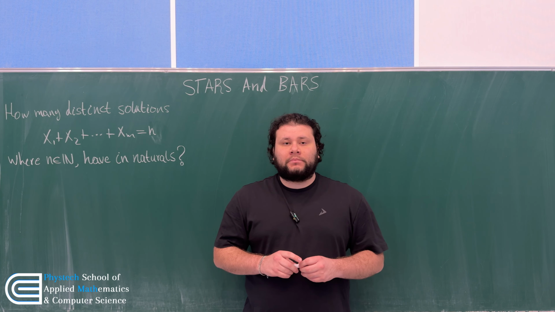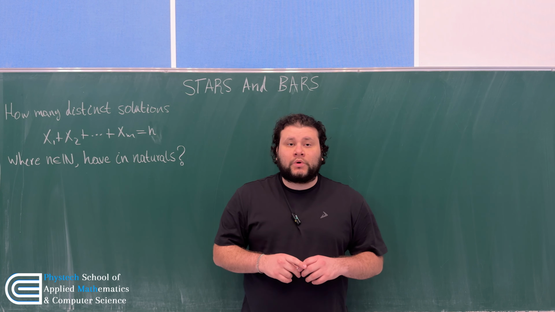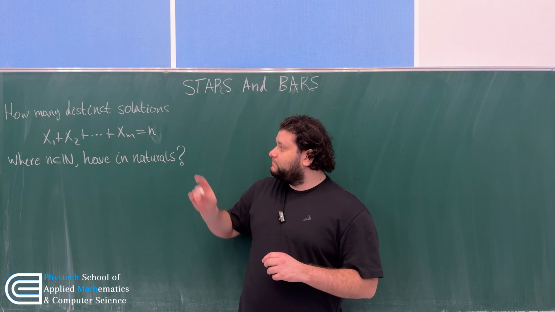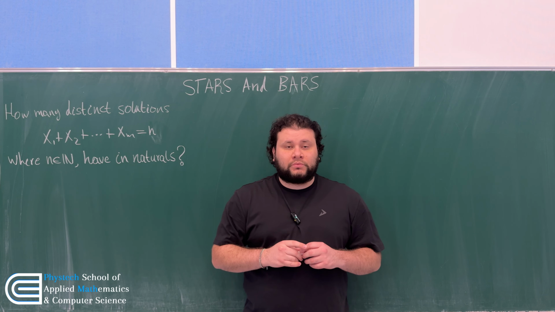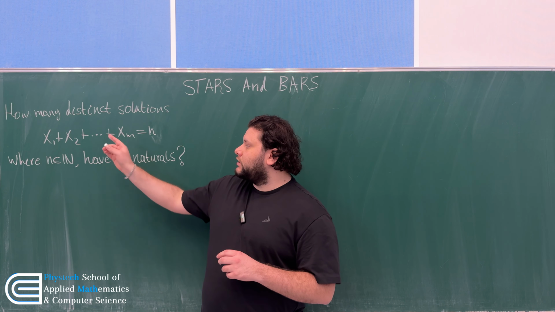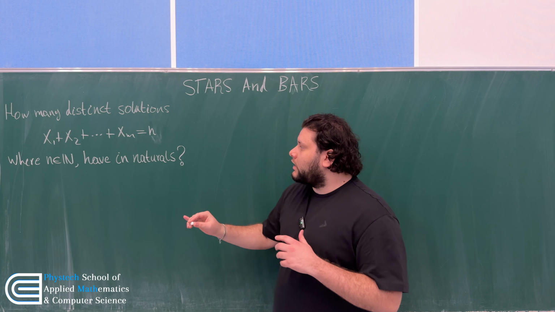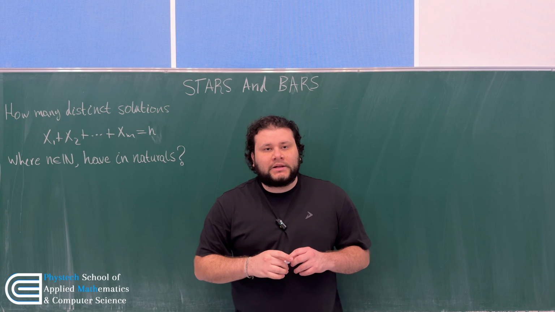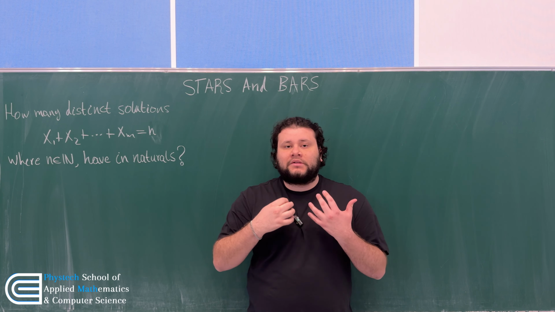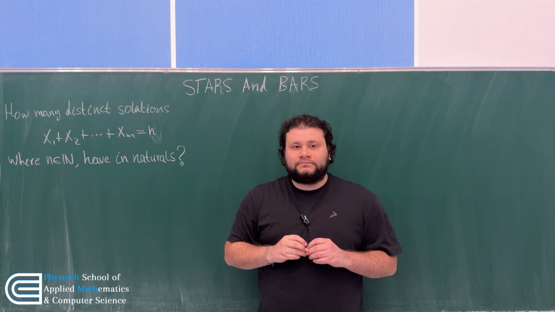Today we are going to talk about the stars and bars problem. To do that, we want to solve the following exercise. What we want to do is to find all the possible solutions for this equation here on the natural numbers. We have to notice that n is a natural number as well. But to understand what they are asking for, I would like to provide you with an example.